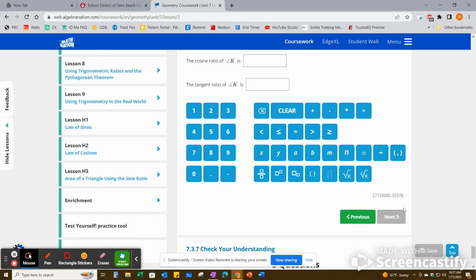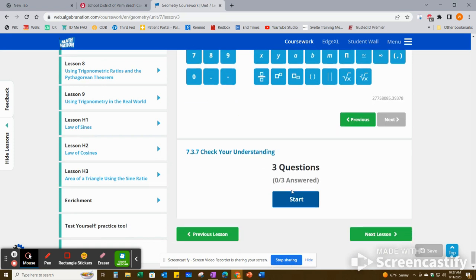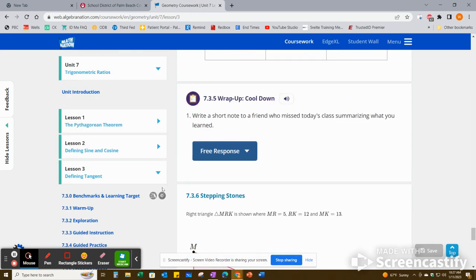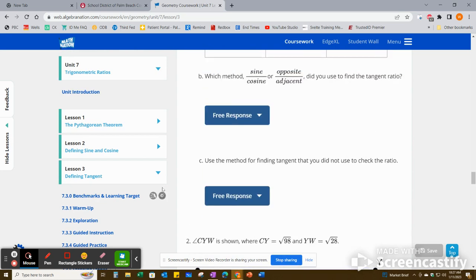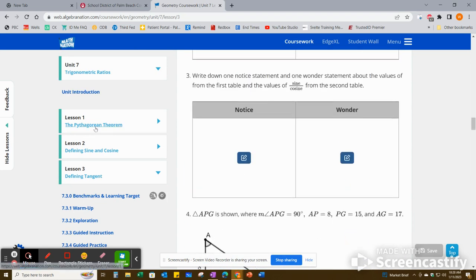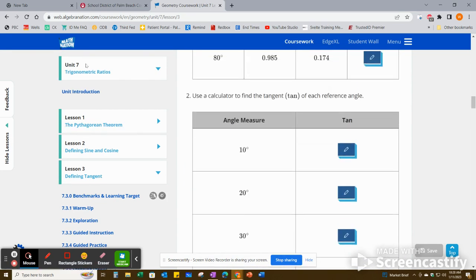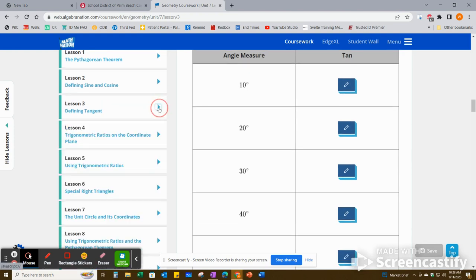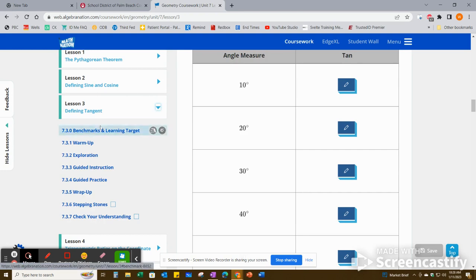All right. There's three questions there, and then there will be three questions here. I hope that helps. Again, go into Math Nation. Go into Section 7, and then go down to your topics. Open it up using the arrow, and here you go.